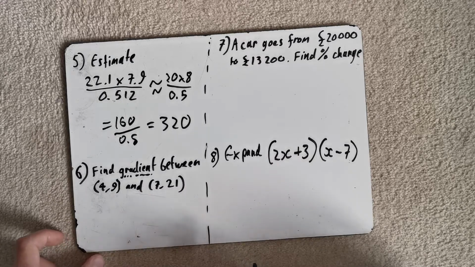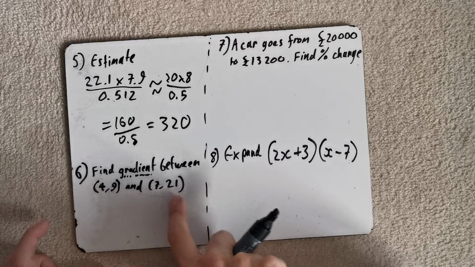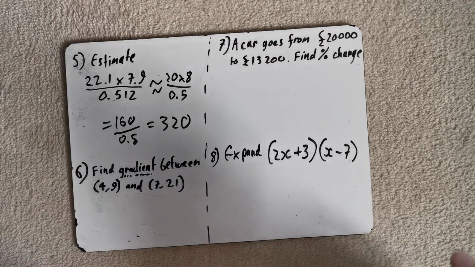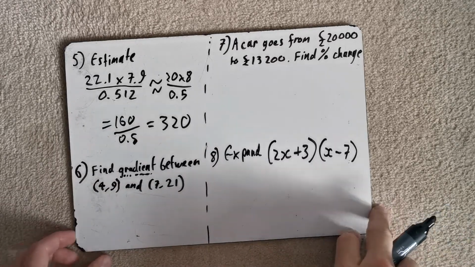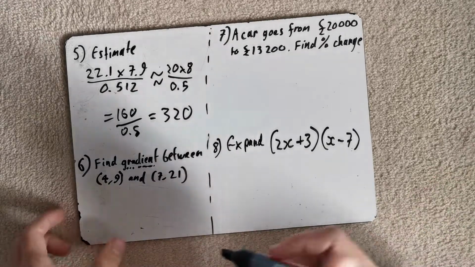Find the gradient between 4, 9 and 7, 21. Okay, you're just finding the gradient, you don't need to find the equation. Okay, although if you have, I'm not going to complain.